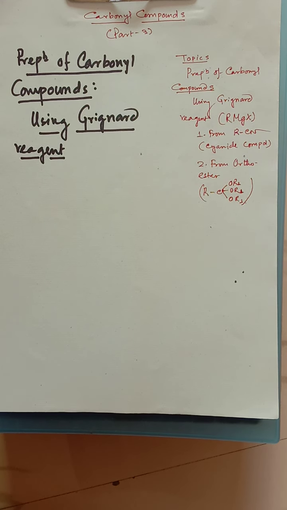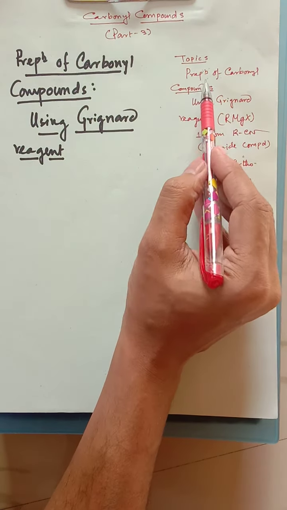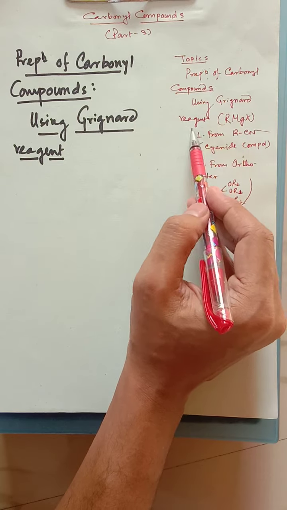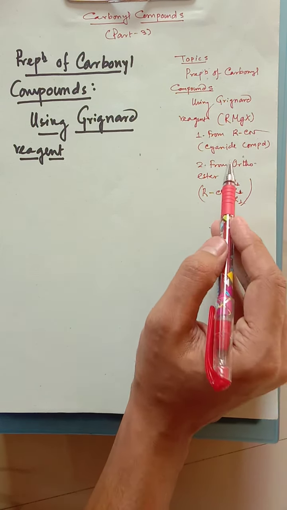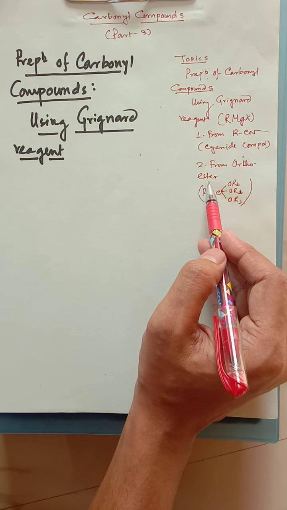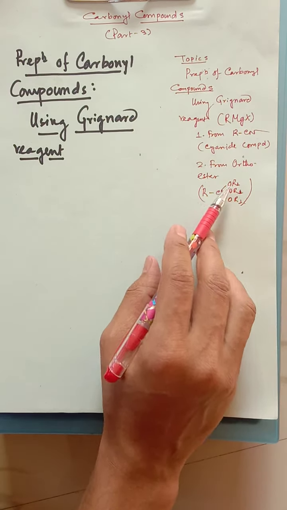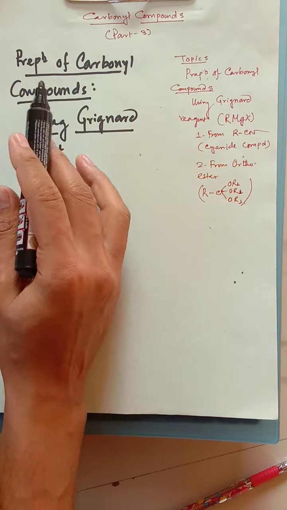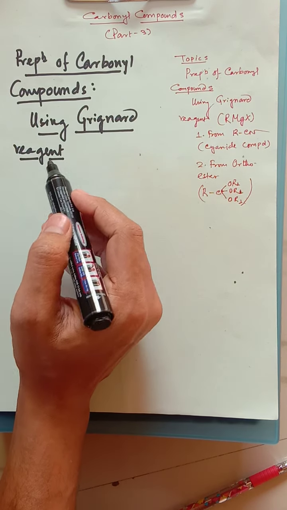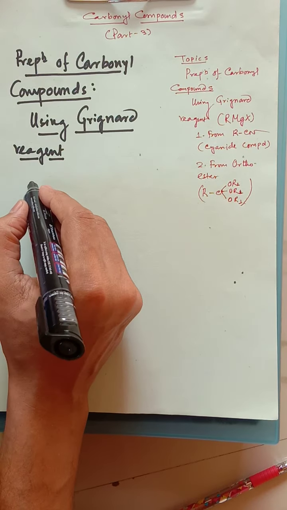Now the reagent which we use here is Grignard reagent, and the topic we have to discuss is using Grignard reagent from RCN, that means cyanide compound, and from ortho ester. The general formula I have given for ortho ester over here. Let's start. Now preparation of carbonyl compound using Grignard reagent. Mind that I am giving the general reaction first.